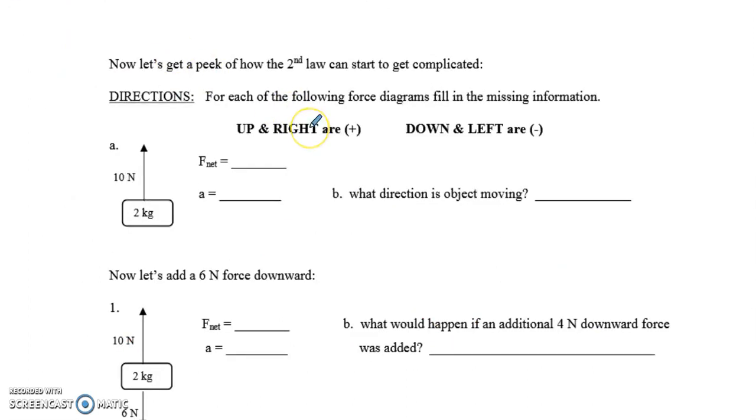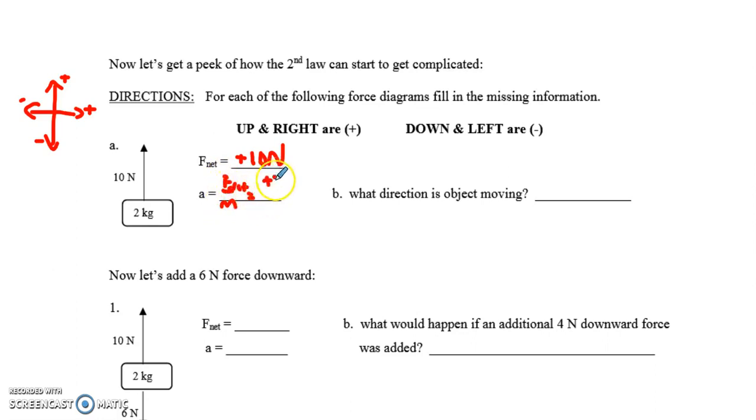All right, so the next part, we get a better look at how we go about solving these. In this first example, we have a 2 kilogram mass. It has a 10 Newton force that's going up. So we want to use the convention that up and right are positive and down and left are negative. That's just based off of the XY coordinate system that you have been using in your math class for some time now. So plus, plus, negative, negative. So this has a net force of plus 10. There's only one force, so that is the net. Now the acceleration is the F net over m.